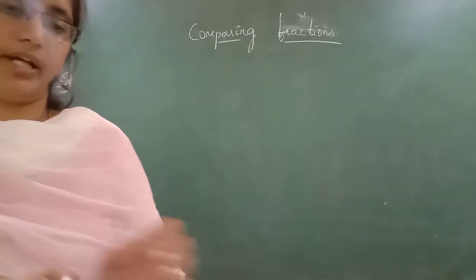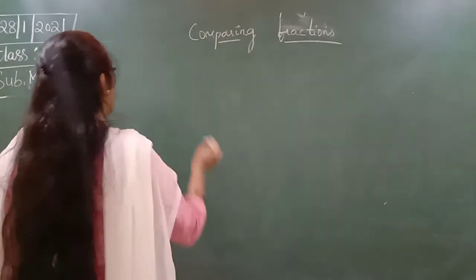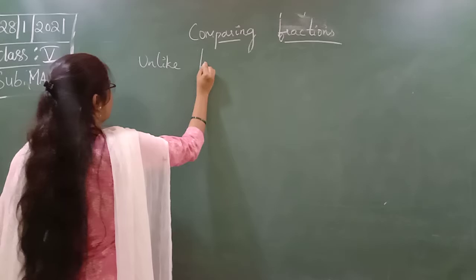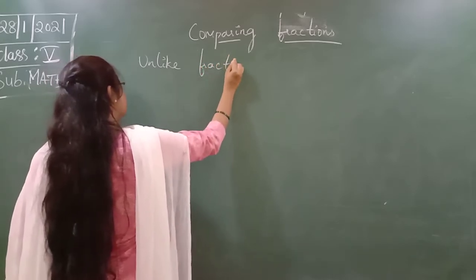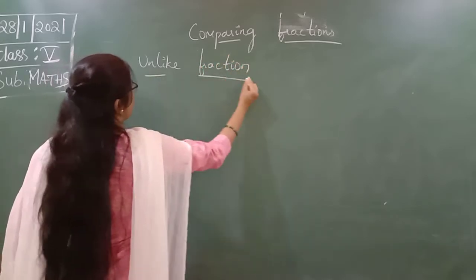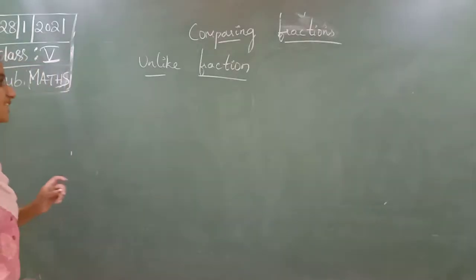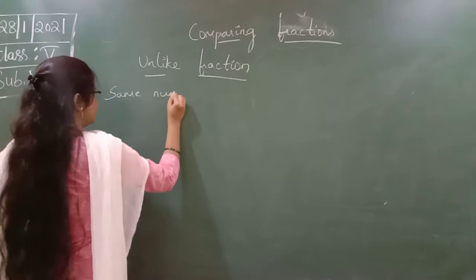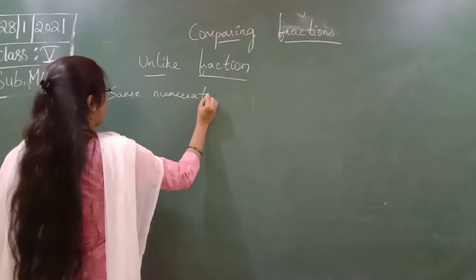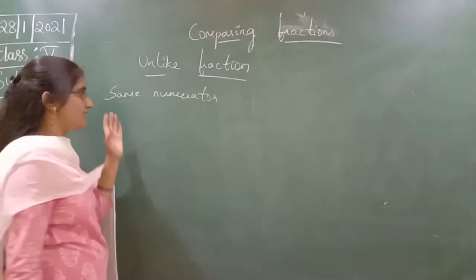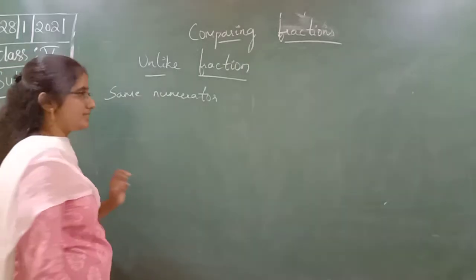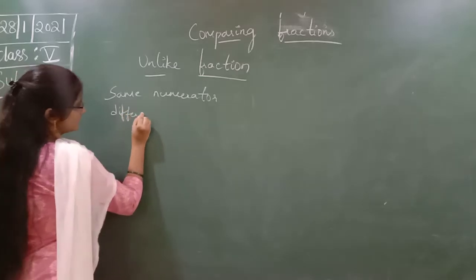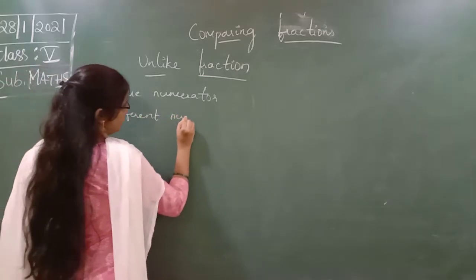Now we will do comparing unlike fractions. Unlike fractions are of 2 types: same numerator and different numerator. In unlike fractions, the denominators will not be the same.